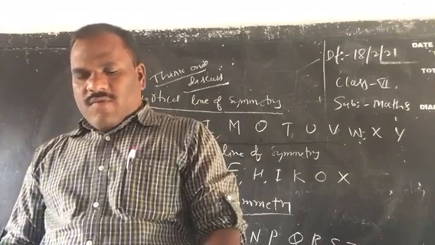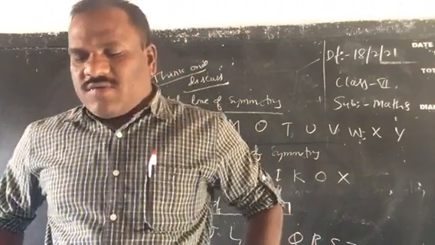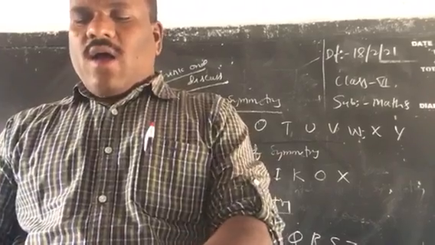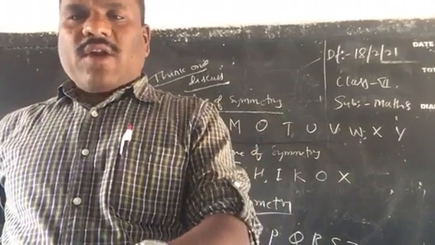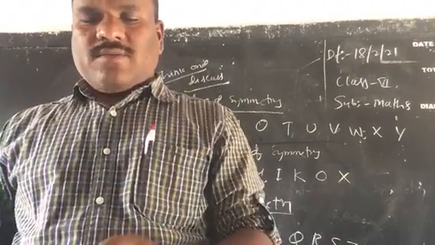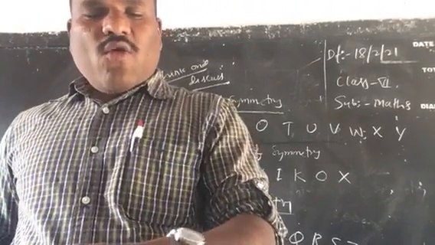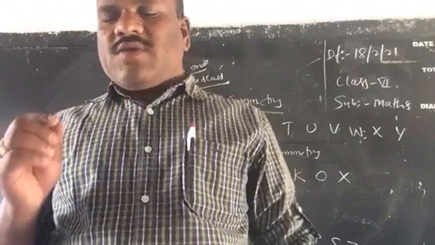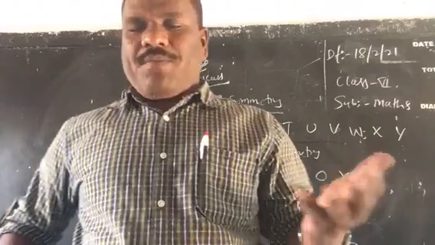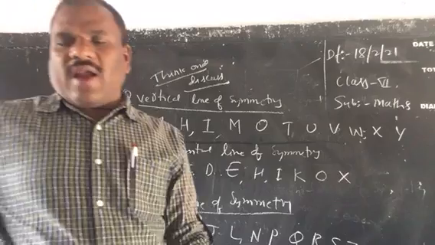Okay, children, for example, draw any 5 objects which have a line of symmetry. You can draw them yourself. Draw any 5 objects yourself. Which objects have a line of symmetry, children? For example, if you draw a triangle, an isosceles triangle, a rectangle.